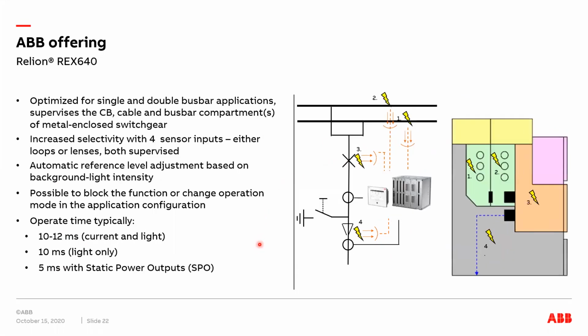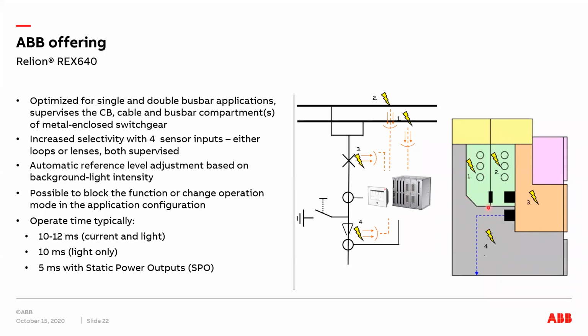If you look at the REX640, here we have an example of that one. The 640 is a multi-application protection and control device, and this one is optimized for single and double busbar applications due to the fact that we have 4 sensor inputs in the device. So again, the cross section of a double busbar panel.